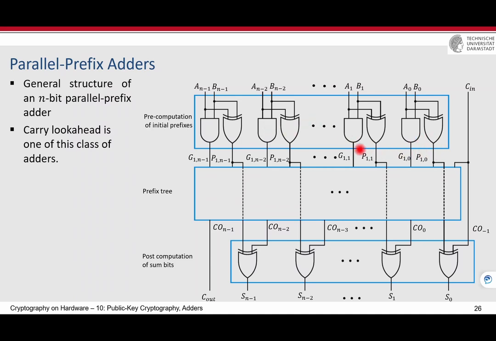Look here: this part generates just P and G for every bit individually. This is the part which generates the carry, and the carry is just XORed with the P to generate the sum. All of these kinds of adders are called parallel prefix adders. The carry look-ahead adder was one of them, just saying how to generate this prefix tree. The Kogge-Stone adder is the same. It doesn't deal with the pre-computation and the post-computation. It just tells you how to make this prefix tree. That's all.